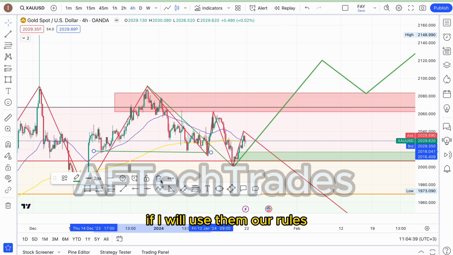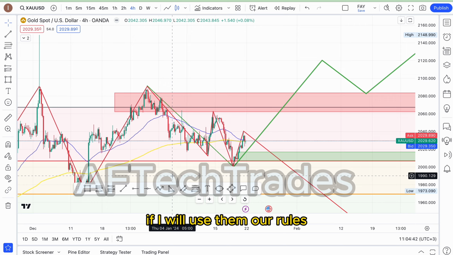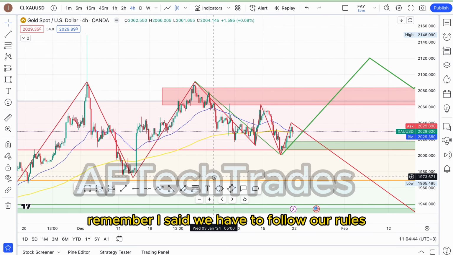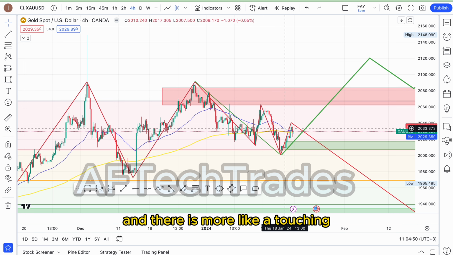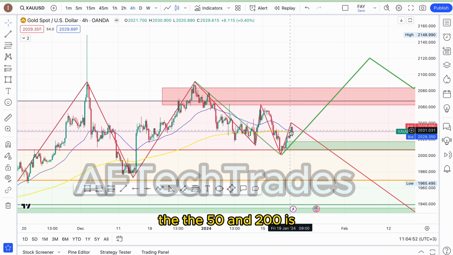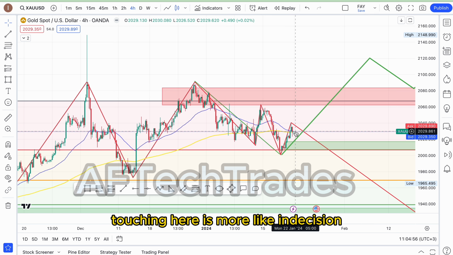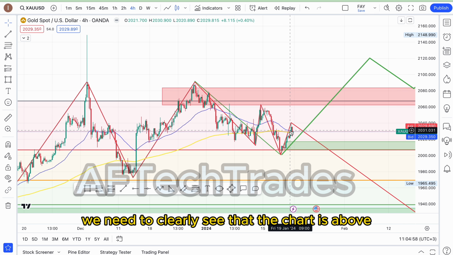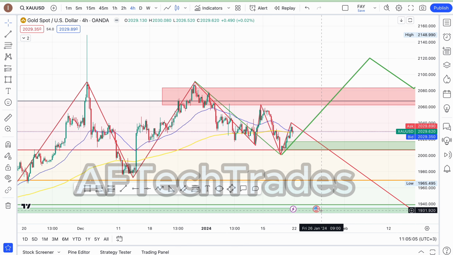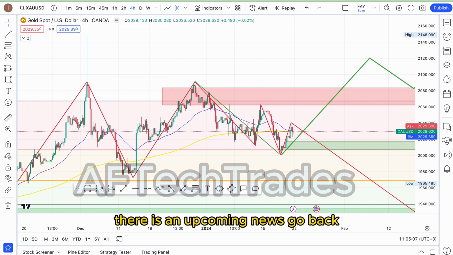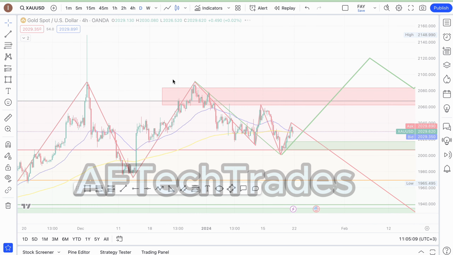If I will use our rules, remember I said we have to follow our rules clearly. We need this price that is still within, and there is more like a touching in the 4 hours time frame. The 50 and 200 is touching here. It's more like indecision. We need to clearly see that the chart is above the 50 EMA. Remember, there is news here. There's upcoming news. Go back.